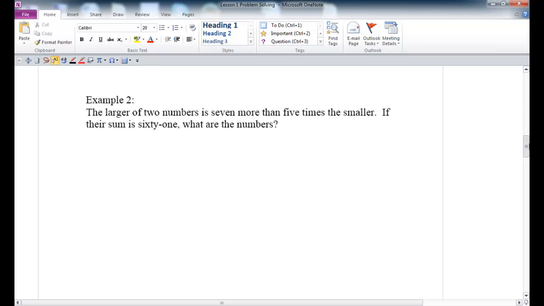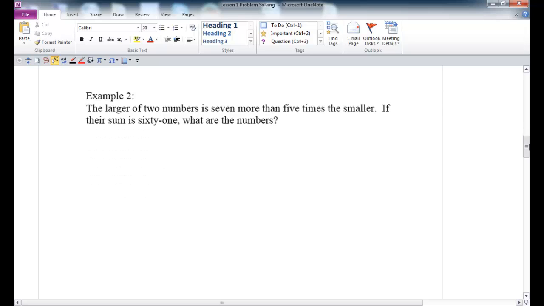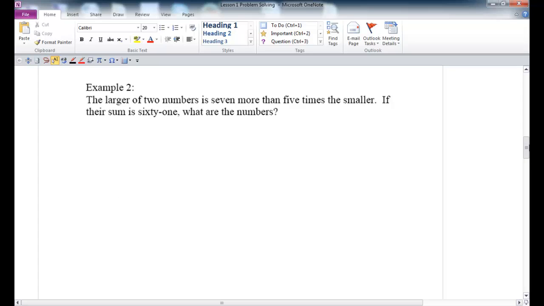You have a read through and think about this one, and then I'll start. You can pause the video to have a think about it. The larger of two numbers is 7 more than 5 times the smaller. If their sum is 61, what are the numbers? All right, so here's one where the let statements at the beginning become very useful.